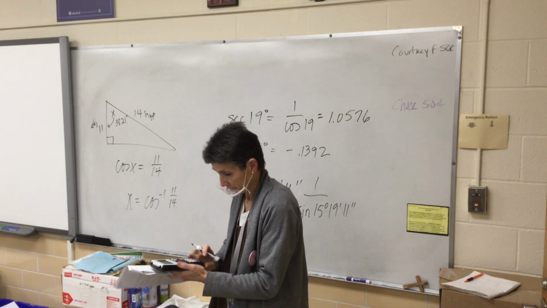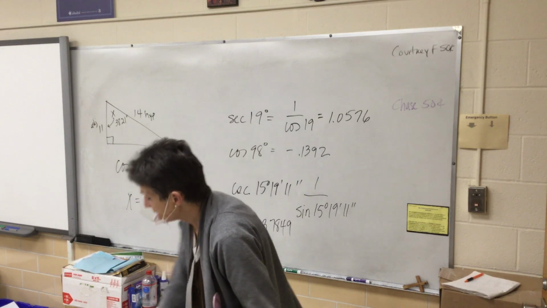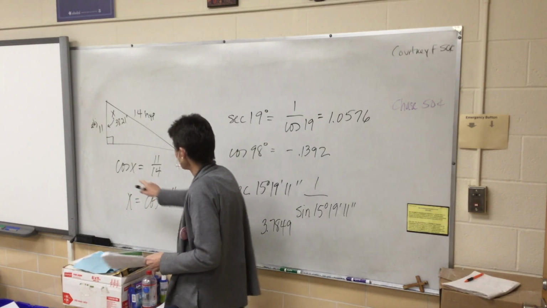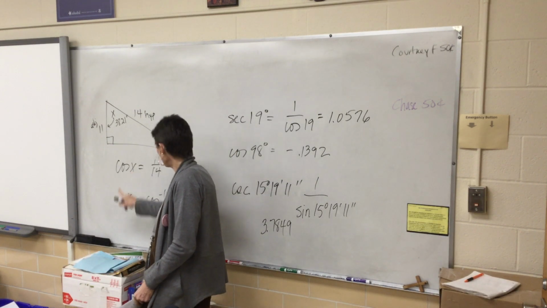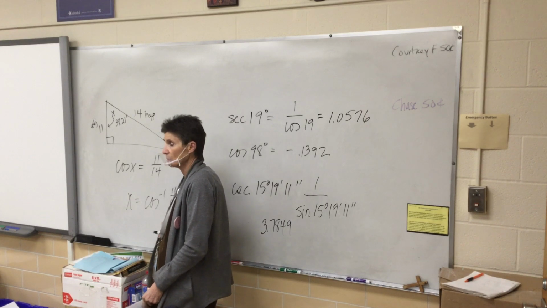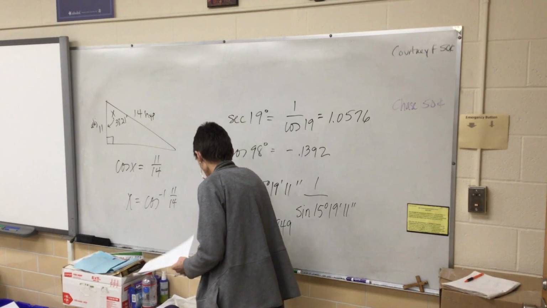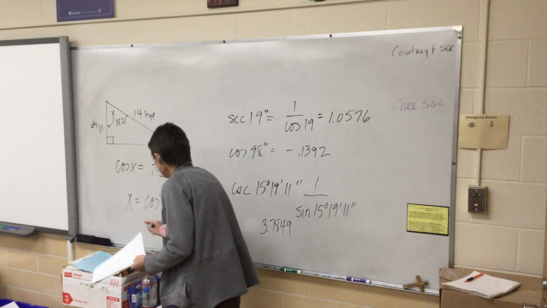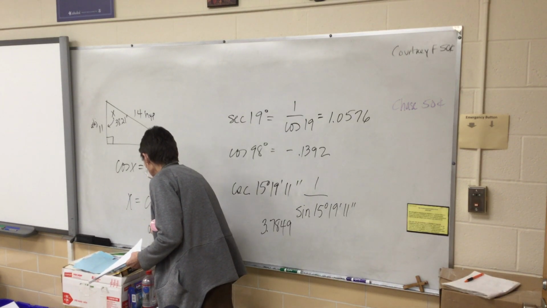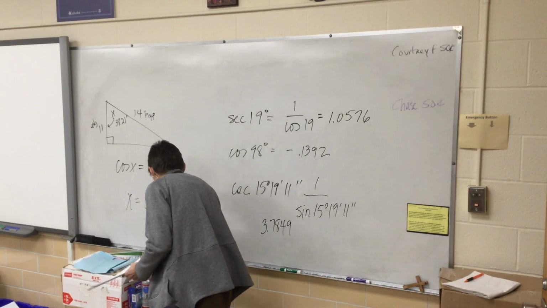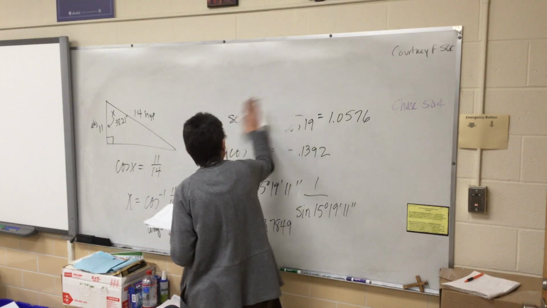When you are finding an angle, when x is the angle, then you've got to use these buttons. That's the only way to do it. These are the buttons that give you an angle. So if you're looking for an angle, you're using those buttons.